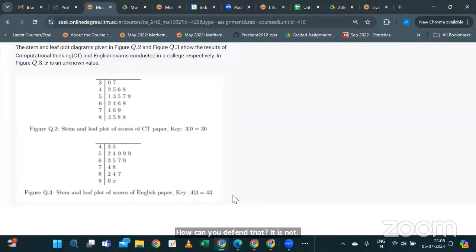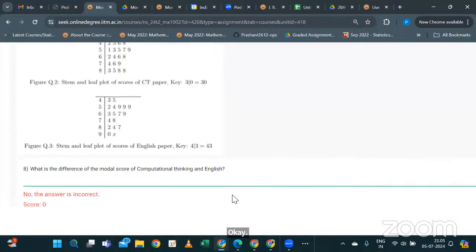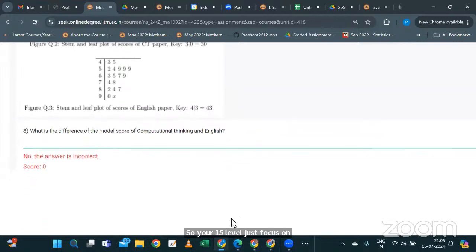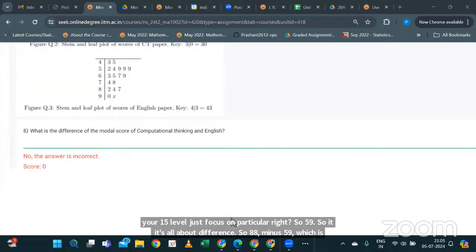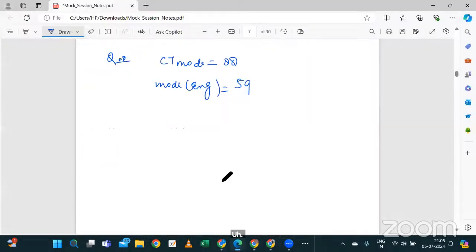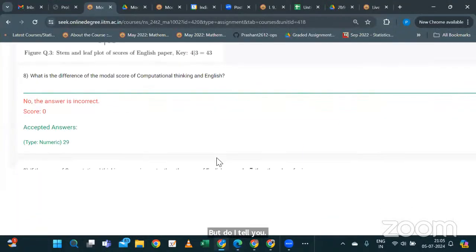Okay, let's focus on the particular question. So it's talking about the difference. 88 minus 59, which is nothing but 29. I think 88 minus 59 is 29. Yes, 29 is correct.